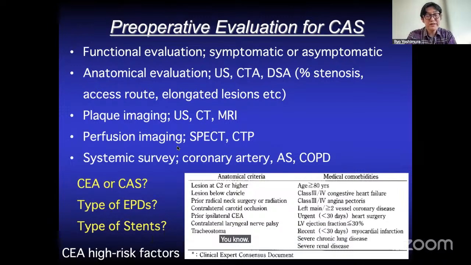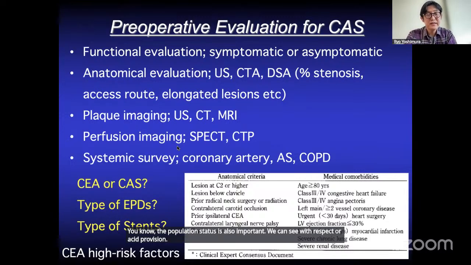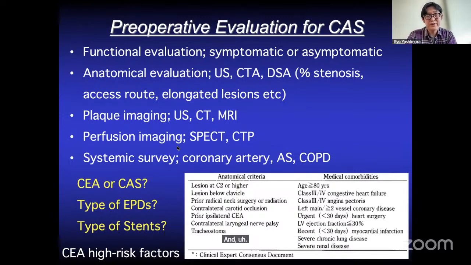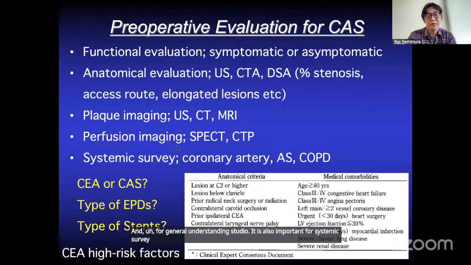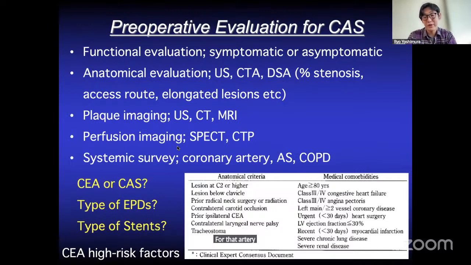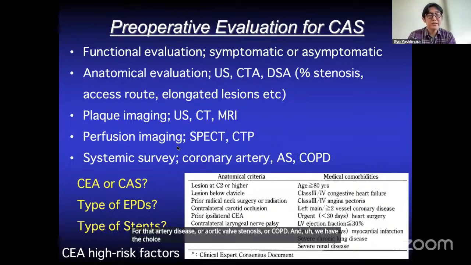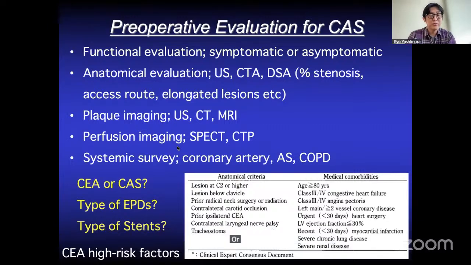The hemodynamic status is also important. We can see it with SPECT or CT perfusion. And for general anesthesia, it is also important to do a systemic survey, for example, coronary artery disease, aortic valve stenosis or COPD. And we have to choose CEA or CAS. We have to choose a type of EPD. We have to choose a type of stent.